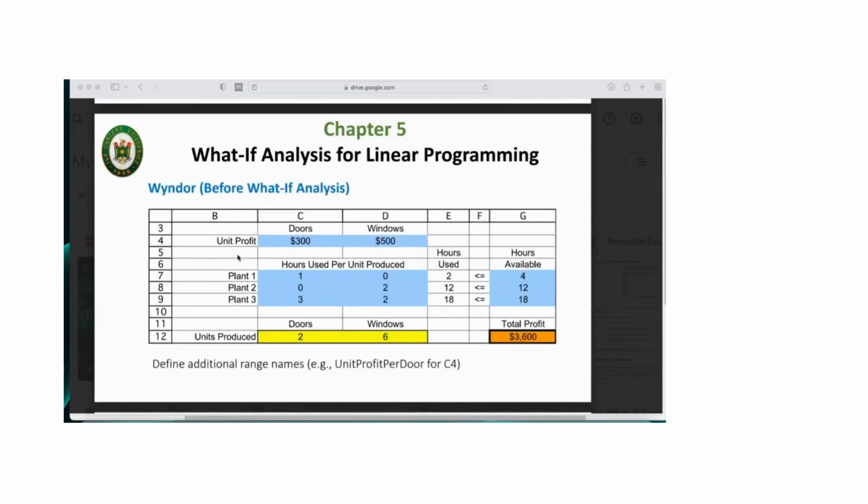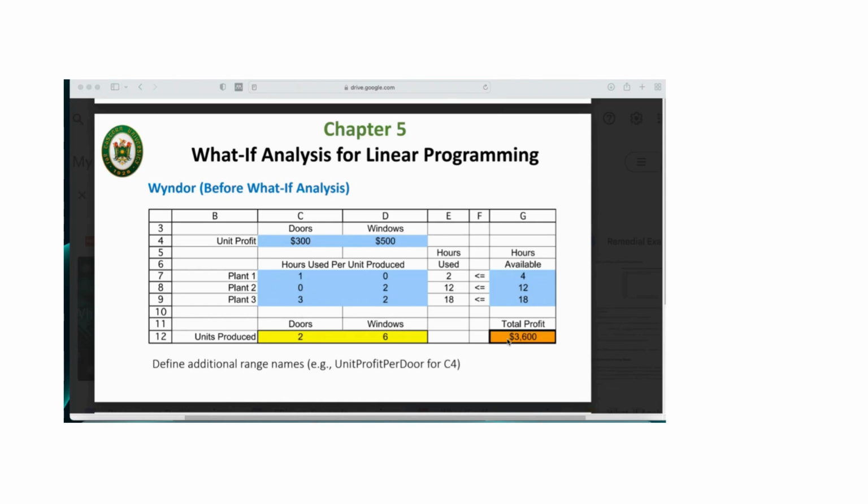So we use a spreadsheet to conduct the sensitivity analysis. But let us first understand what a parameter is. The first group of parameters are the coefficients, the numerical coefficients in the objective function. The objective function is actually located here in cell G12. We have the total profit. Embedded here, you're able to see here only the total profit.